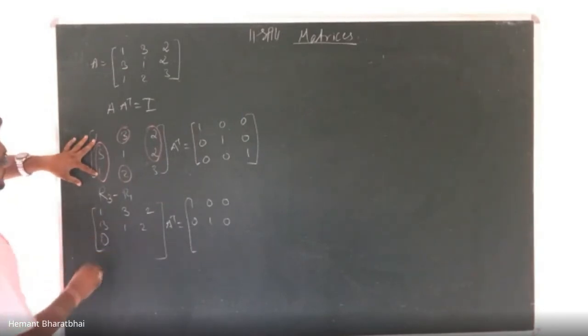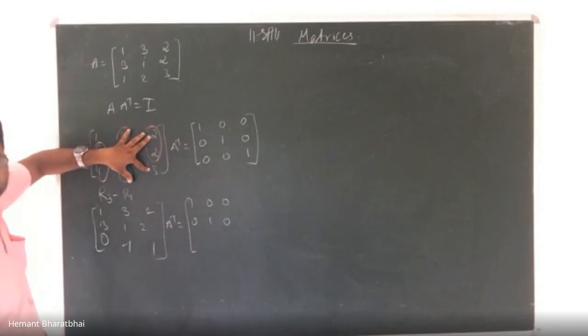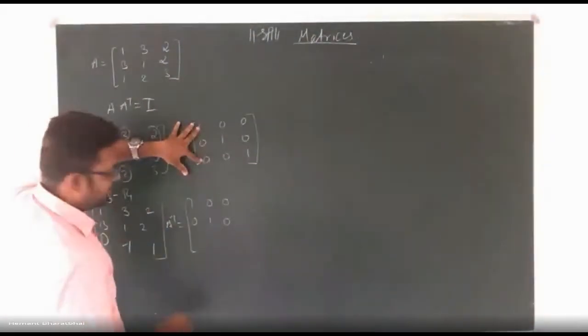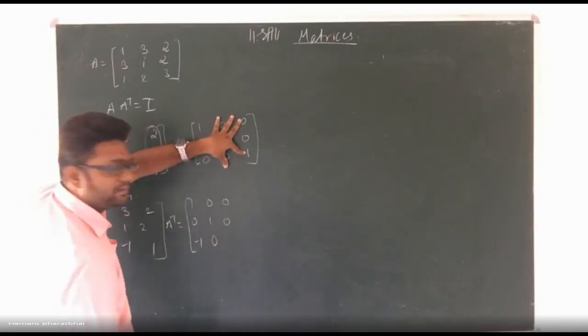So 1 minus 1, 0. 2 minus 3, minus 1. 3 minus 2, plus 1. So here 0 minus 1, minus 1, 0 minus 0, 0, 1 minus 0, 1.